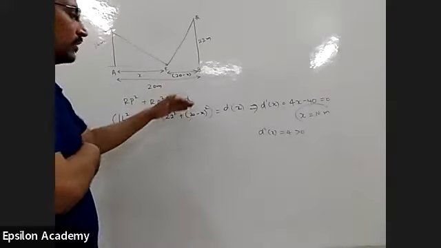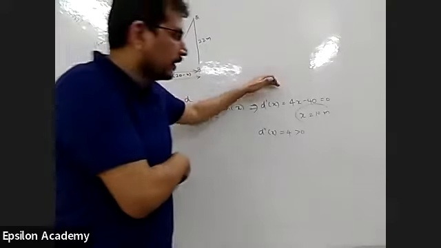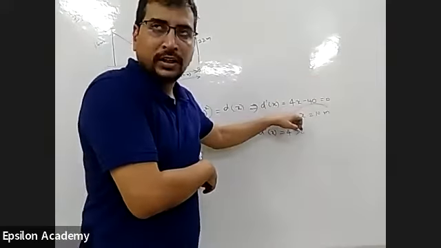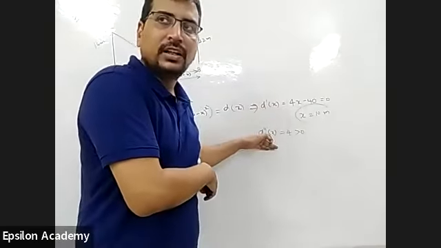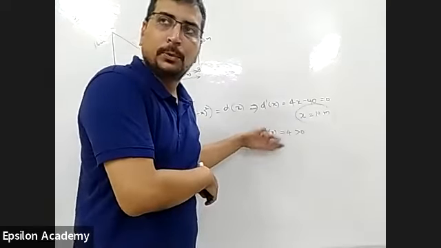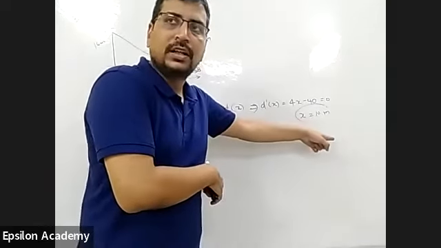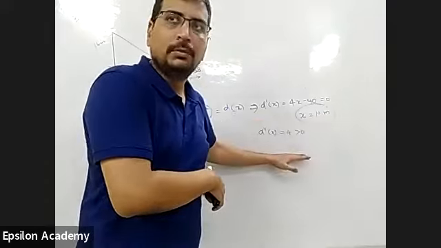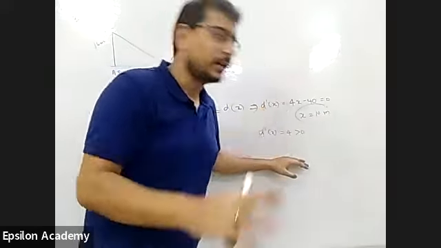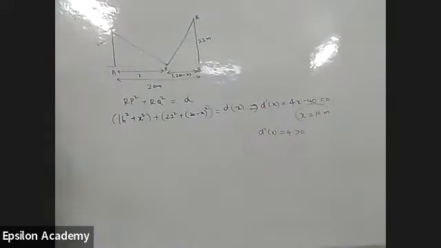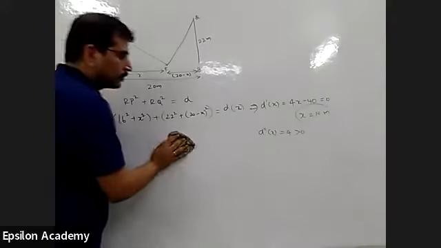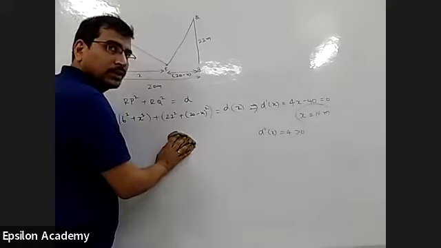So what did we do? First, we framed the equation. Then we did D dash of x is equal to 0. We found the critical point. Then we did the second derivative. Since the second derivative came out to be positive at the critical point, that critical point is a point of minimum. So that was question 36. Shall I move on?